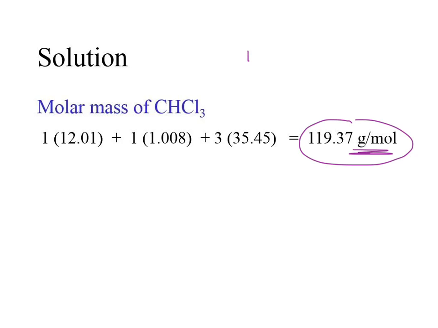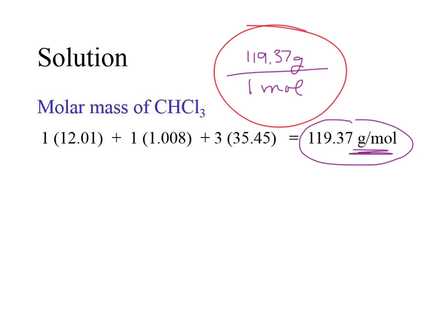So what that means, like I said before, is 119.37 grams per 1 mole. And to me, if you do it this way, kind of unpack it, it's going to make more sense if you know if you have to flip it or just use it like that. So let's go ahead and work the problem.